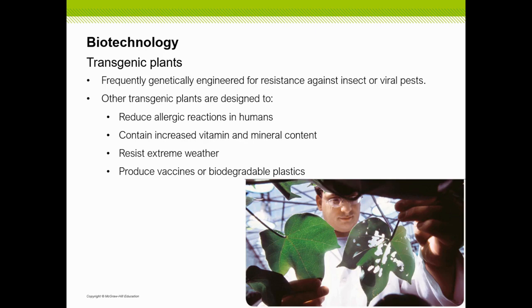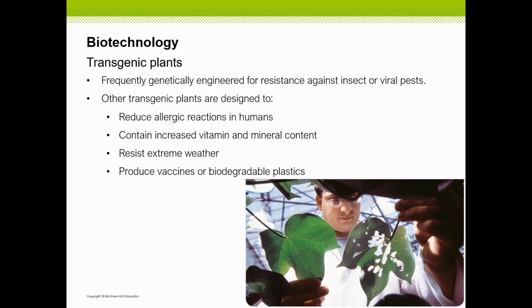The one on our left shows a leaf that has not been eaten by probably some type of caterpillar or other type of pest, and the one on the right has. So the one on the left is a transgenic plant. It has been modified so that it is resistant to that pest. Other plants have been modified, and we could use them to reduce allergic reactions in humans.